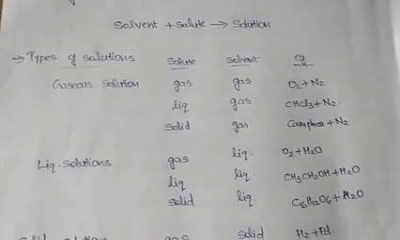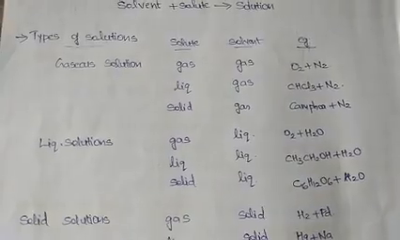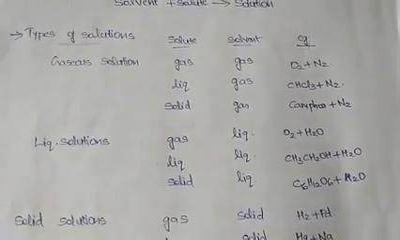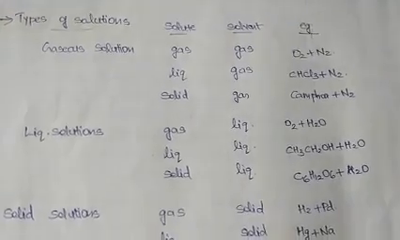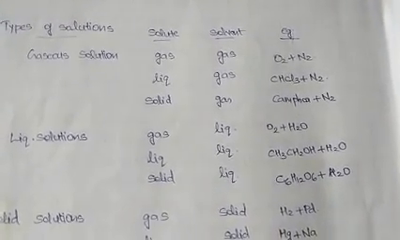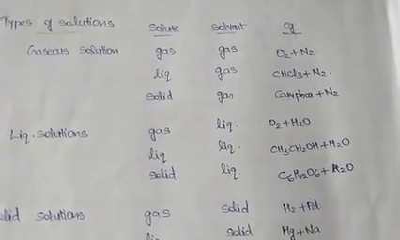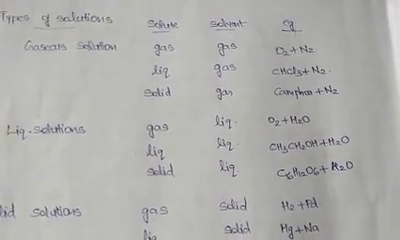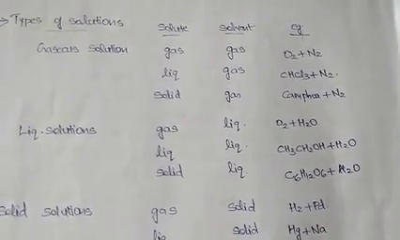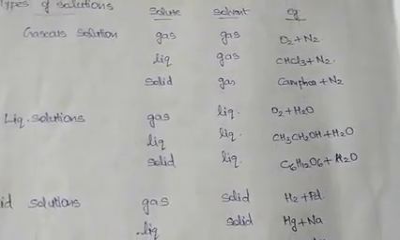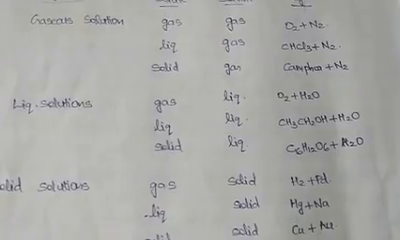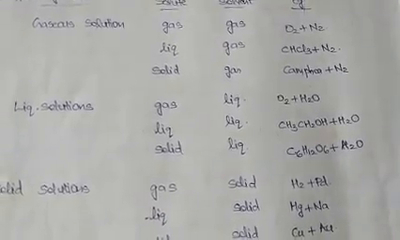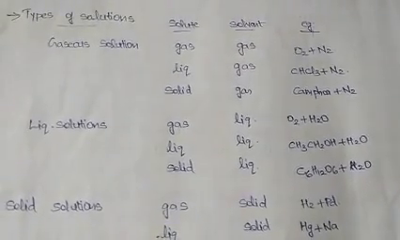We can move on and understand the different types of solutions. The first one is the gaseous solution. Here the solvent will always be a gas and the solute will vary, such as gas, liquid and solid. We can look into a few examples. Gas in gas, for example, the mixture of oxygen and nitrogen gas. Another one is liquid in gas, that is chloroform in nitrogen gas. Another one is solid in gas, that is camphor in nitrogen gas. These all constitute the gaseous solution.